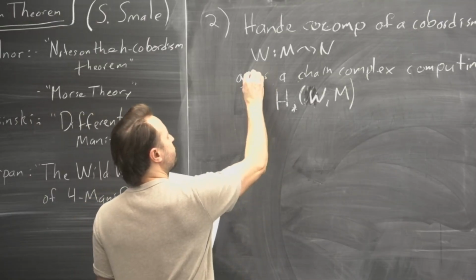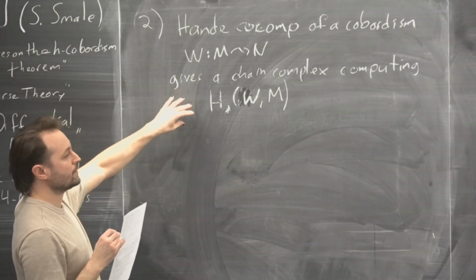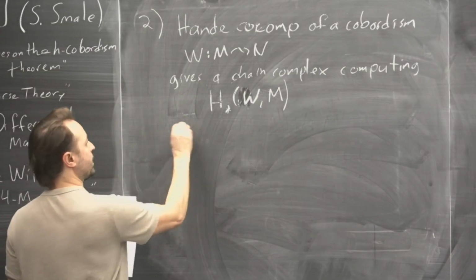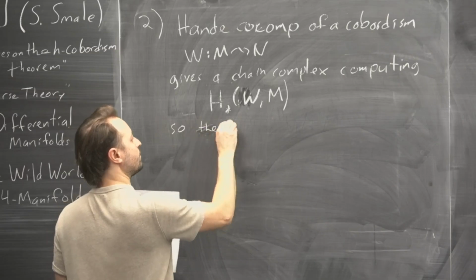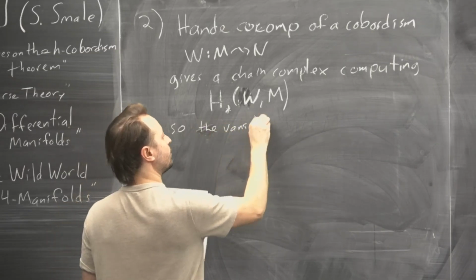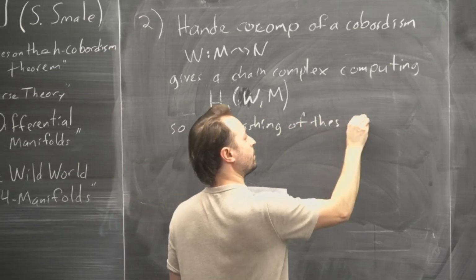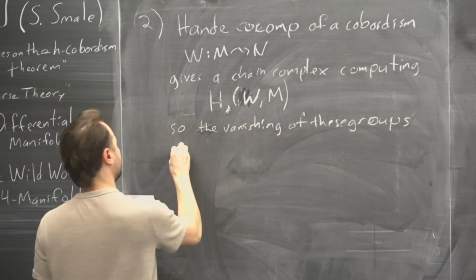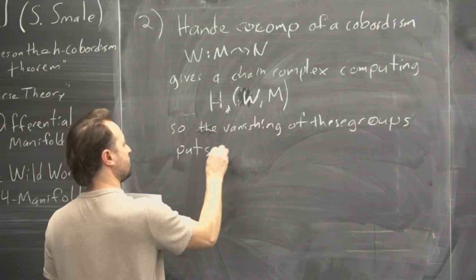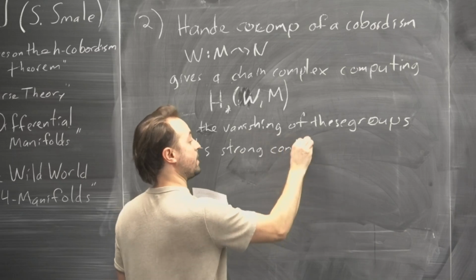So the assumption that we're going to use, which is that this is 0, the vanishing of these groups, puts a strong condition on our handle decomposition itself.